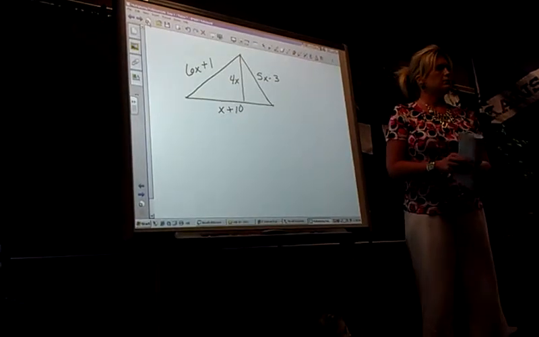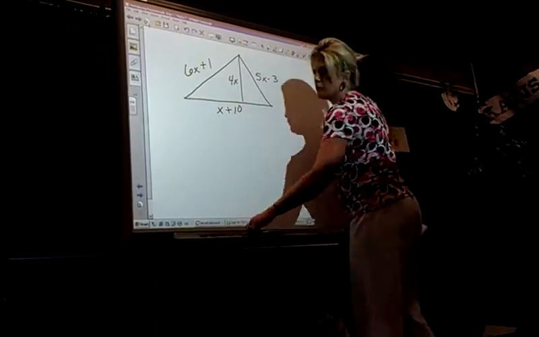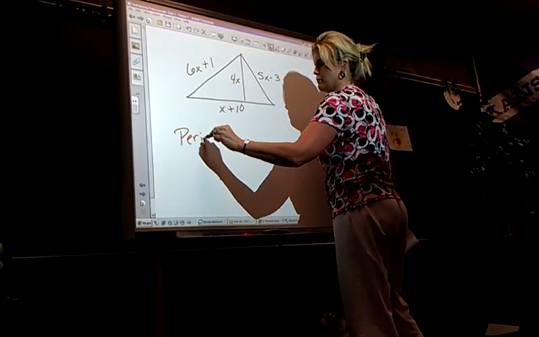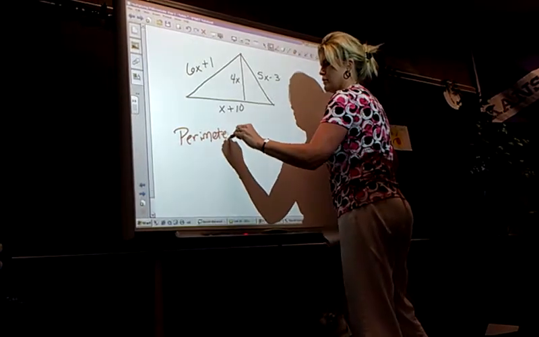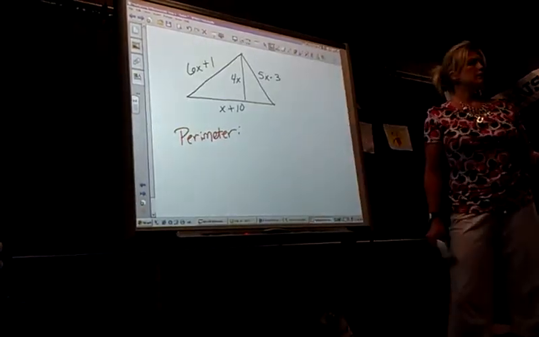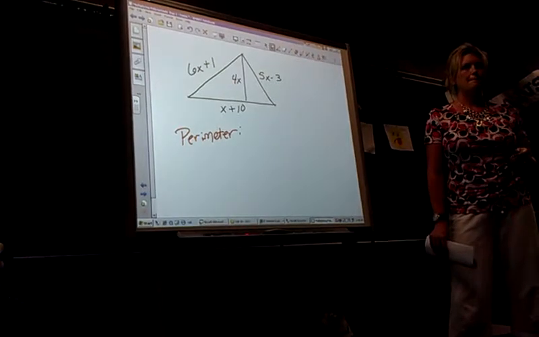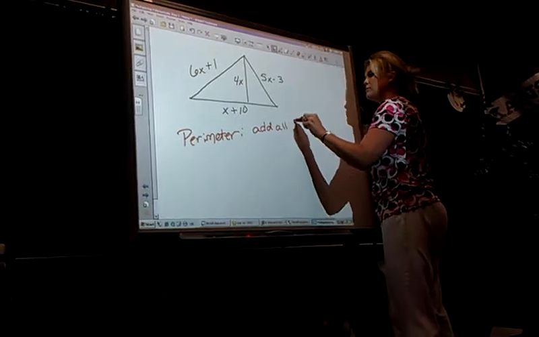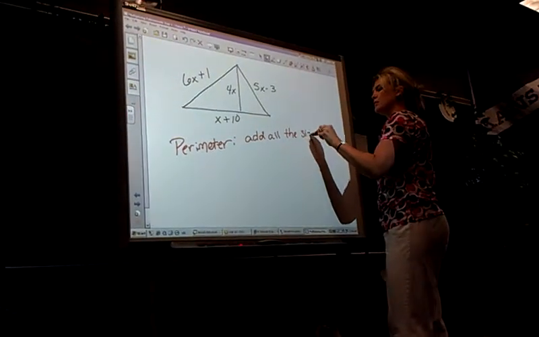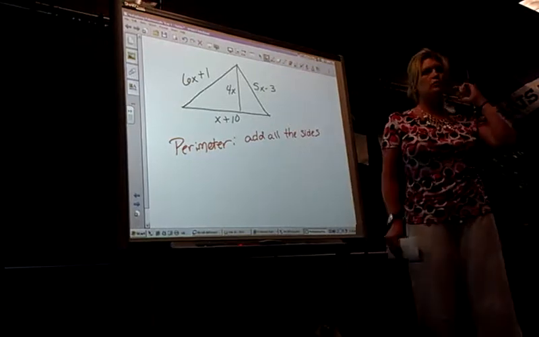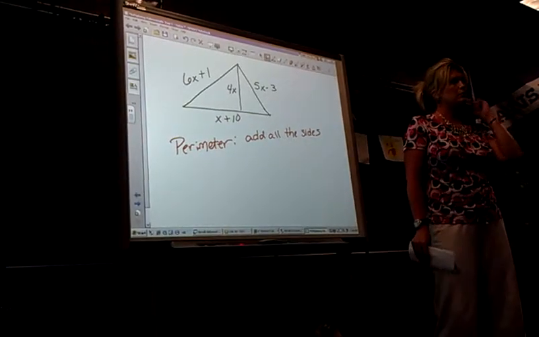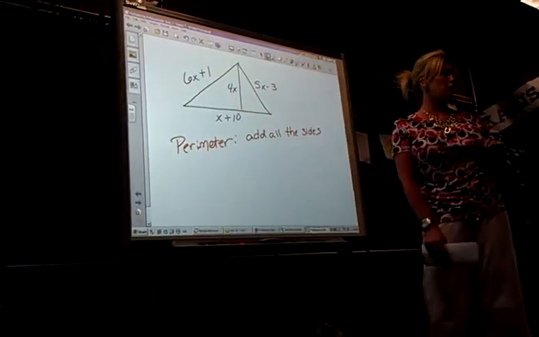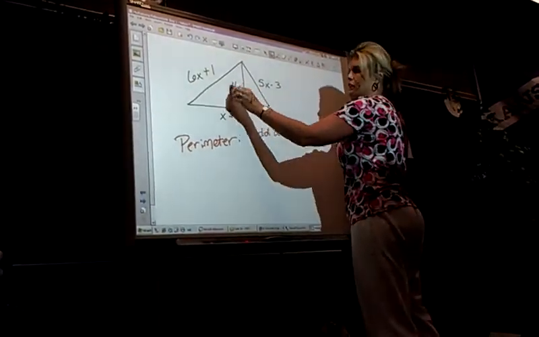Here's my triangle. First off, let's go with what we've already done earlier, which is perimeter. How do you find perimeter? Add all the sides. What part of that triangle do I not need right now for perimeter? The middle, which is the 4x. I don't want to get rid of it yet because we're going to need it for area. So we're just going to forget about it for now.